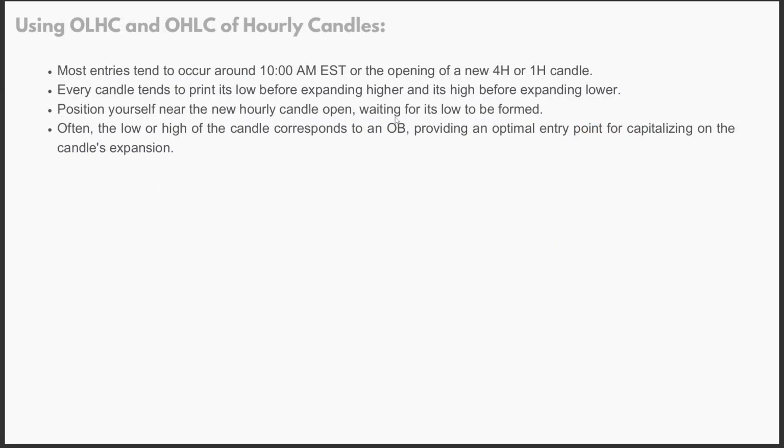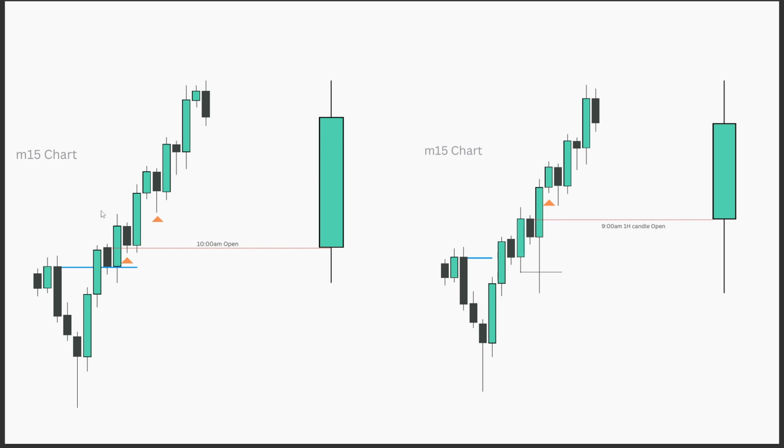Now comes using the open low high close and open high low close of the hourly candles. Like for example, most of the entries are occurring between the candle openings like 9 a.m, 10 a.m, or for the London session 2 a.m, 3 a.m, or 4 a.m. So you have to position yourself within the wick or start of the body of the hourly candle. This would be the example.